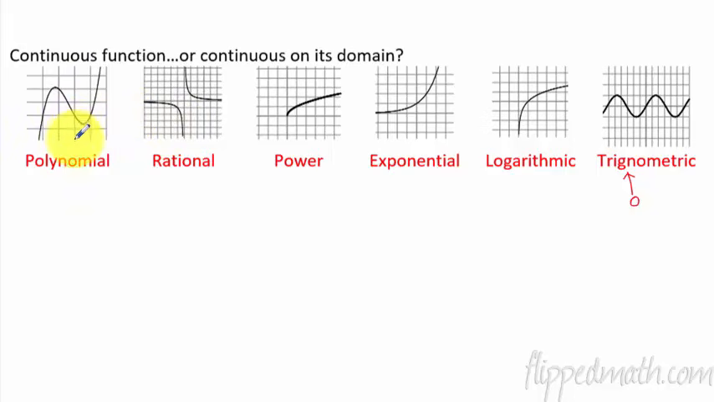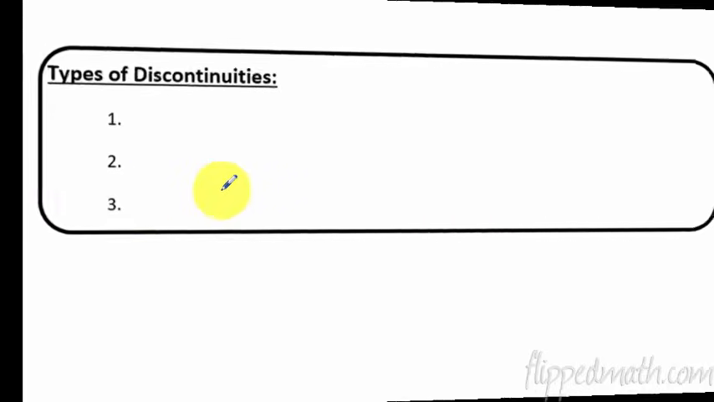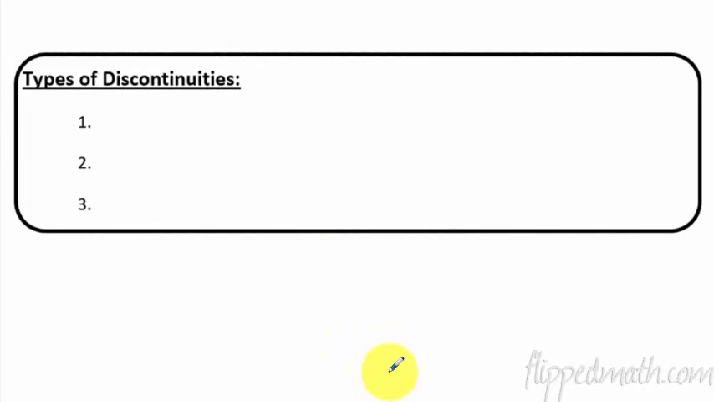Polynomials are continuous functions. Rational functions are continuous on their domain, meaning if the graph doesn't exist there, then it's not continuous there. So what types of discontinuities exist? The first type of discontinuity is a hole, in other words, a removable discontinuity.